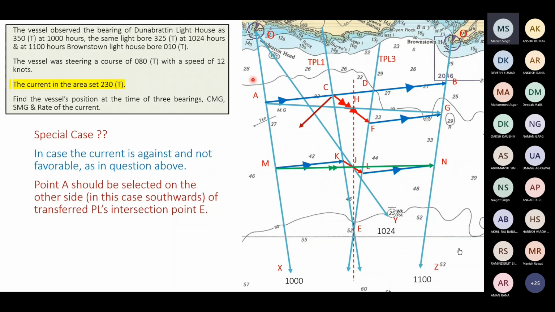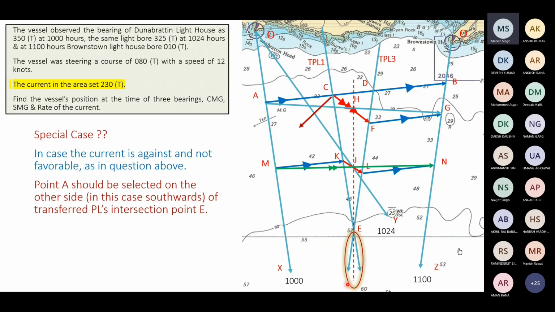Now initially we had taken this point A northwards of E and drawn our plot. But if the direction of the current is against the course steered, you pick up this point A southwards of E. So when you pick up A somewhere here, draw the course steered vector up to TPL1. You will see once you draw the current vector, it will meet the TPL3 and you will be able to solve your question. So that is the thing to keep in mind.